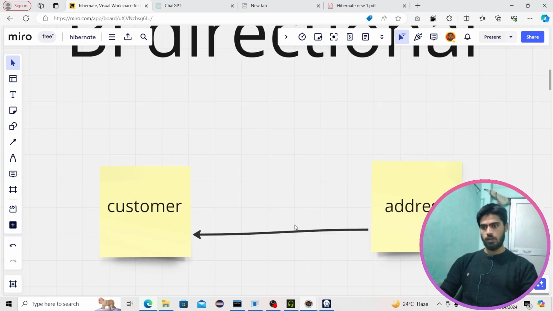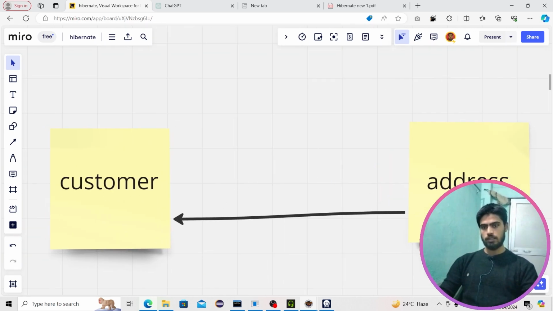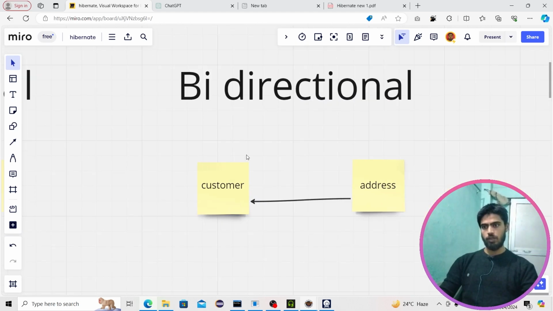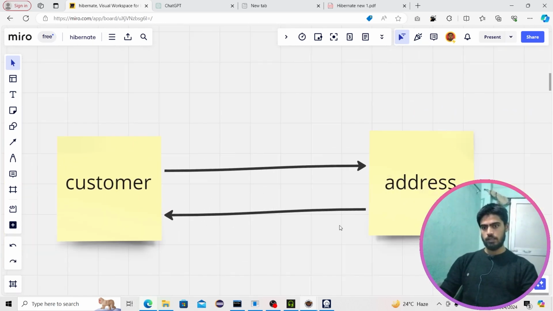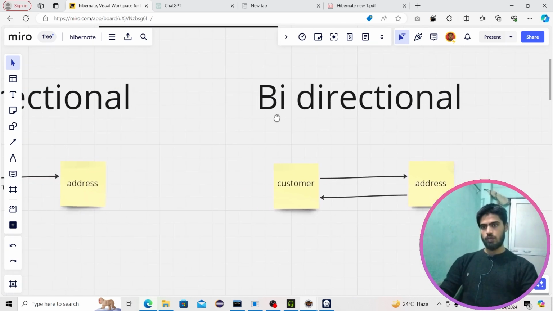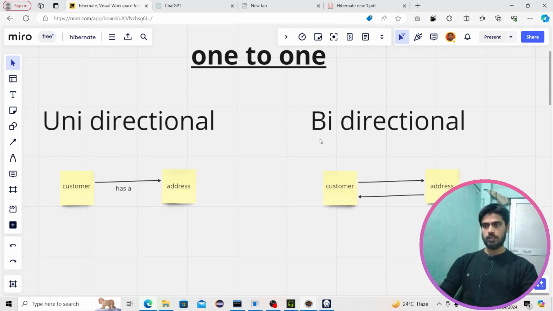Address has a customer. You can access customer from address, but you cannot access the address from the customer. So it becomes unidirectional. It is not bidirectional right now. But if you can access from both ways, from address you can access customer, and also from the customer you can access the address, then it becomes bidirectional. So the unidirectional and bidirectional, basically you will understand this when we are doing the codes.